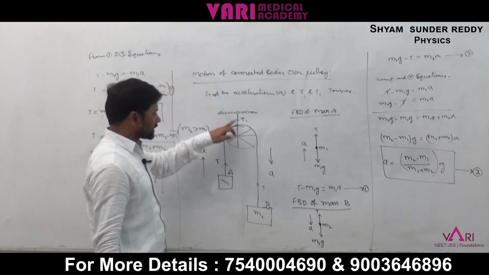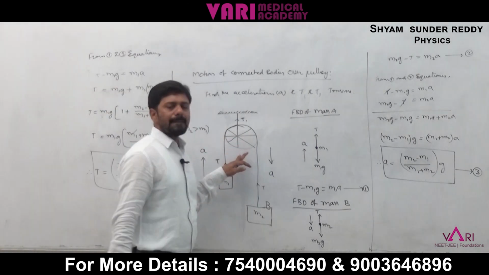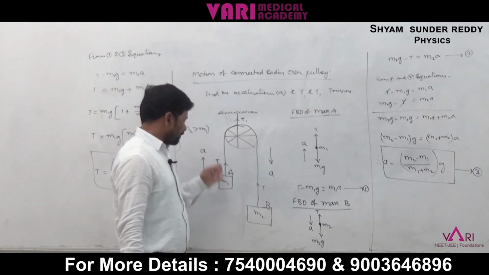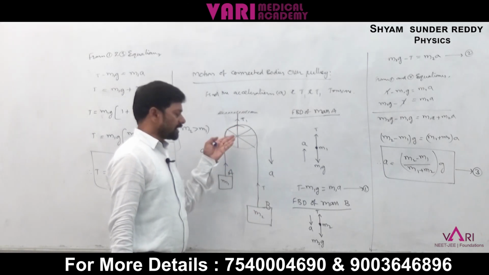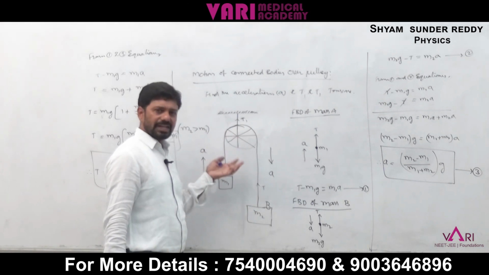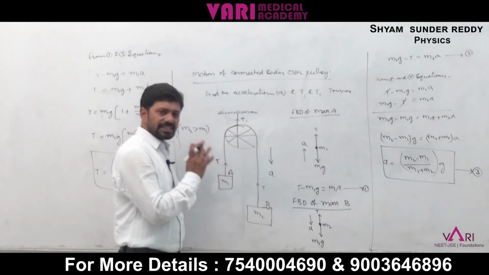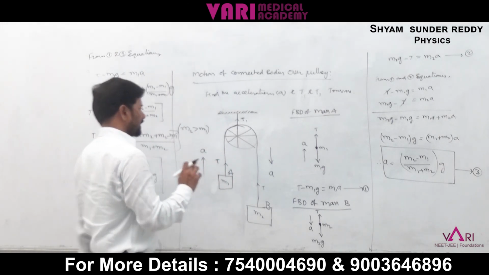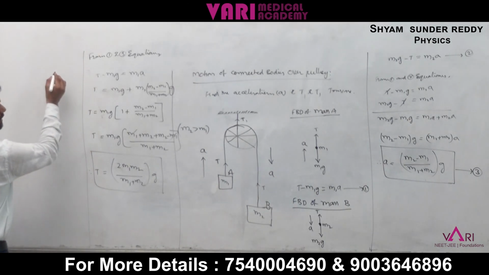And also we want the T1 tension here. Look at that, this is a massless pulley and massless string. These are the conditions. If the pulley or string has mass, you will get a different answer. In this condition, we have a massless pulley and massless string.